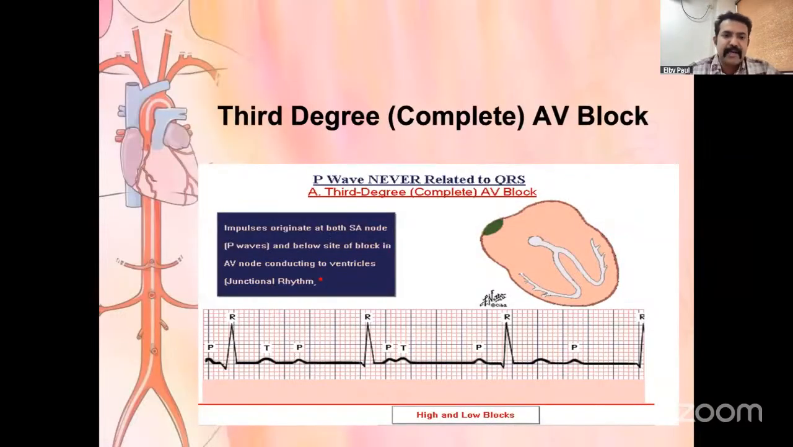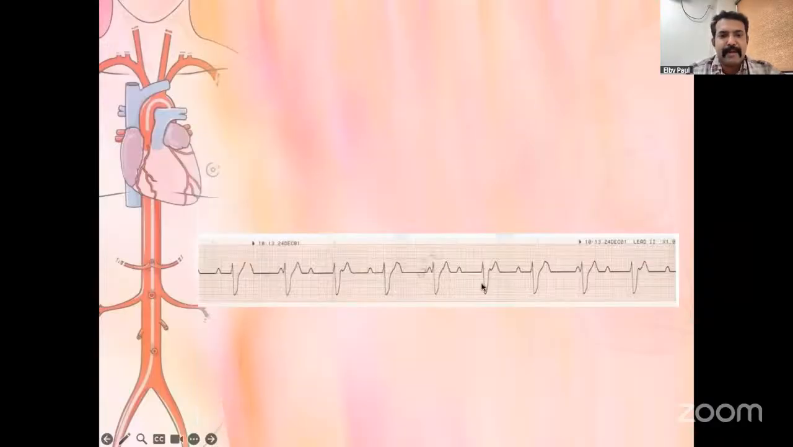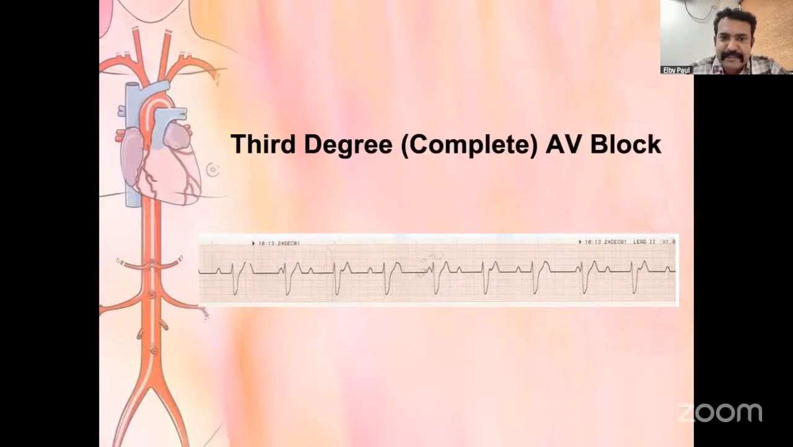And third degree, you can see multiple P waves. ठीक है, there are multiple, this is a P wave, this is a P wave, again this is normal, this is a P wave, here is no P wave. There are multiple P waves and QRS complex is not correlated with the P. Atrium and ventricle have no relationship with each other. Okay, this is a third degree block.